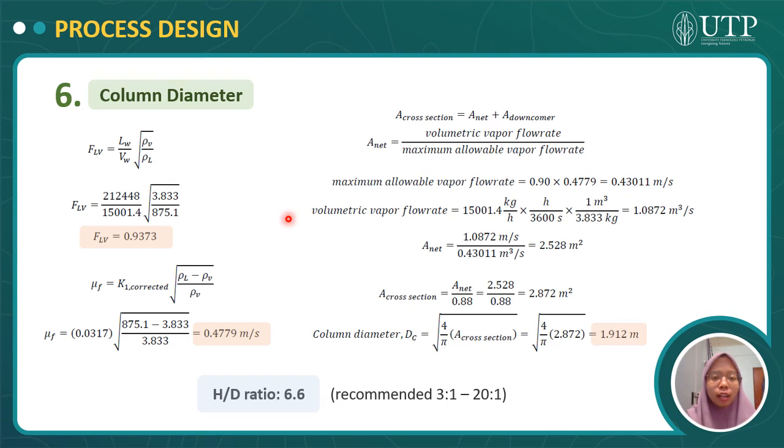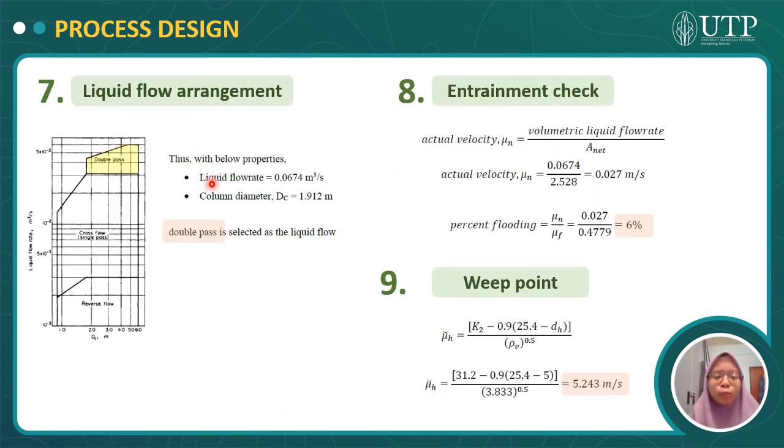Next, we need to calculate the column diameter using this formula. The calculated column diameter is 1.912, which makes our height to diameter ratio 6.6, which is acceptable. For liquid flow arrangement, double pass is selected according to these properties. Next, for entrainment checks, it is calculated that our percent flooding is only 6%, which means that entrainment is unlikely to occur. For weeping point, the calculated minimum velocity of vapor is 5.243 meters per second to avoid weeping.